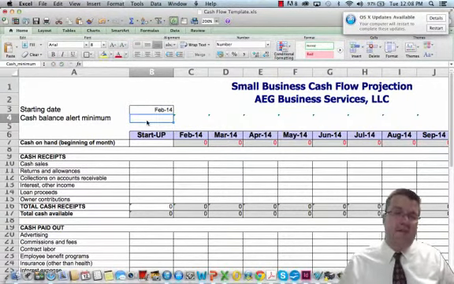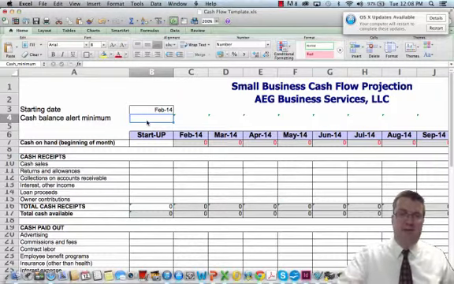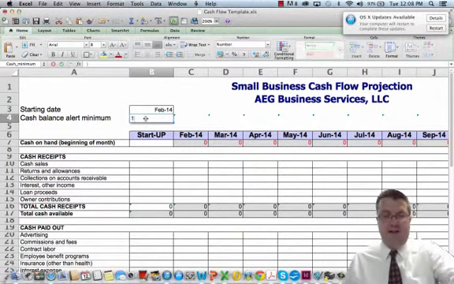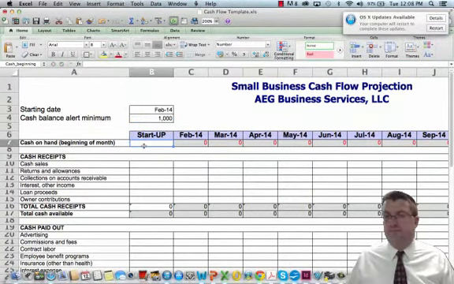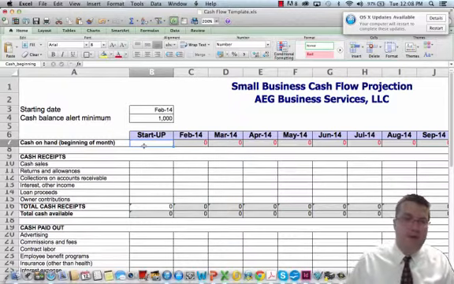You can identify a cash balance minimum alert. So you want to say, if I've got less than $1,000 on hand, that's where I want to start off at.